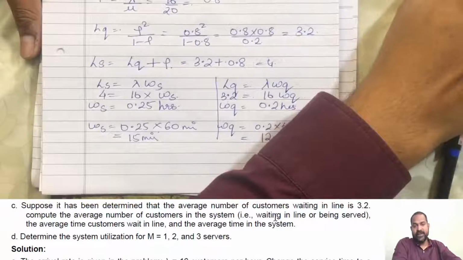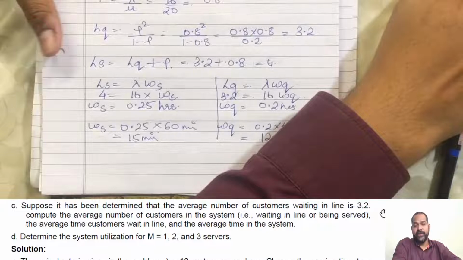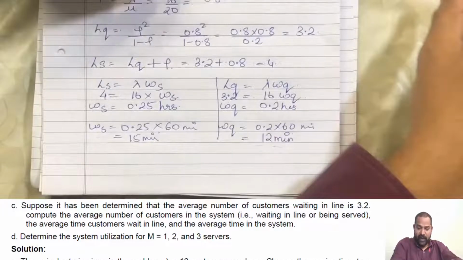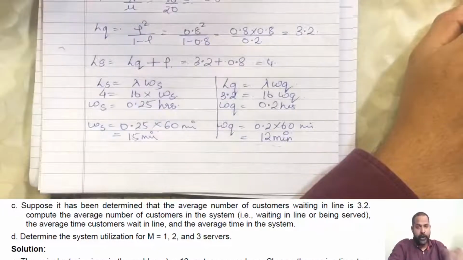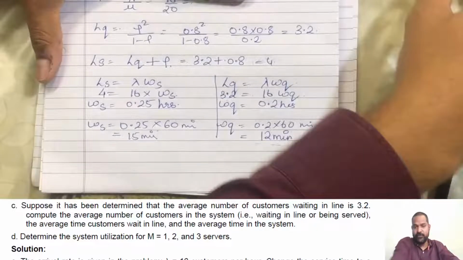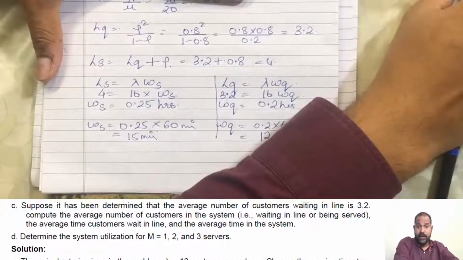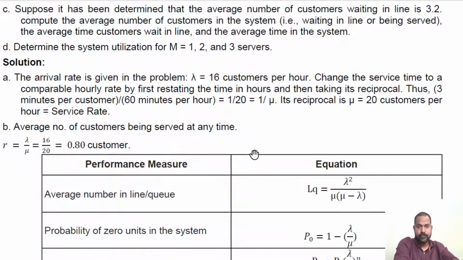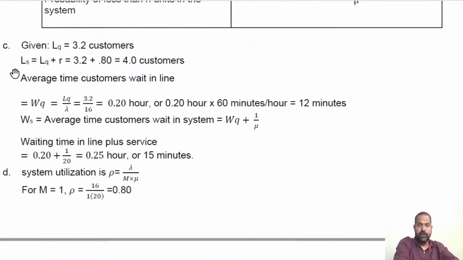Suppose it was determined that the average number of customers waiting in line is 3.2. Compute the average number of customers in the system. Well, I did. The average number of customers in the system is 4: 3.2 in the queue and 0.8 being served. Let's look at their solution. Here, they've written LS is LQ plus rho, which is 3.2 plus 0.8, which is 4.